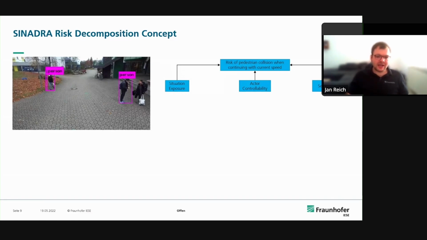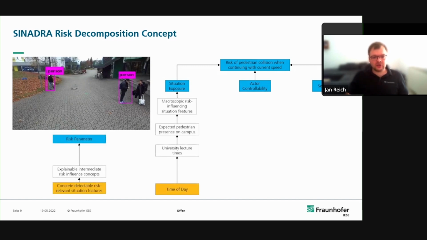then this is slightly reinterpreted compared to the notion of situation exposure in the ISO 26262, for instance. So I interpret the situation exposure as having macroscopic risk influencing situation features. So asking ourselves, if we wouldn't know anything about the detailed situation that we see on the left side, so whether there is a person or not, what information of a more macroscopic nature could we use in order to get an idea about prior risk.